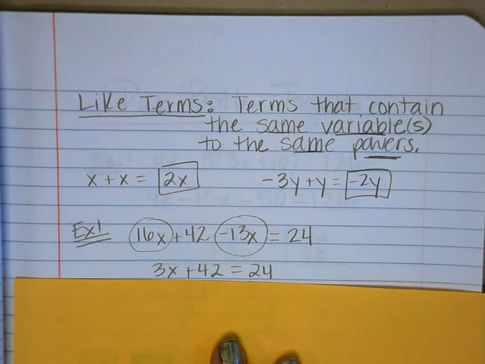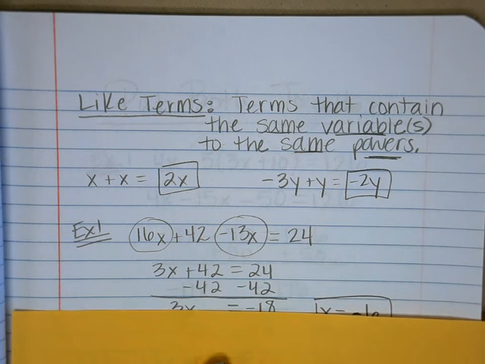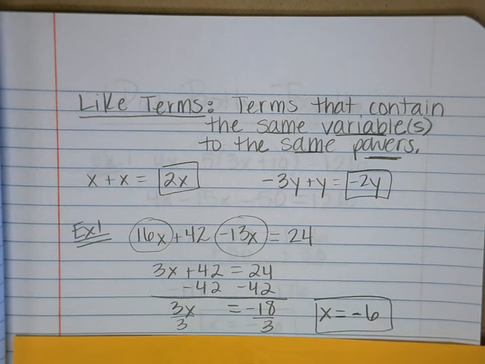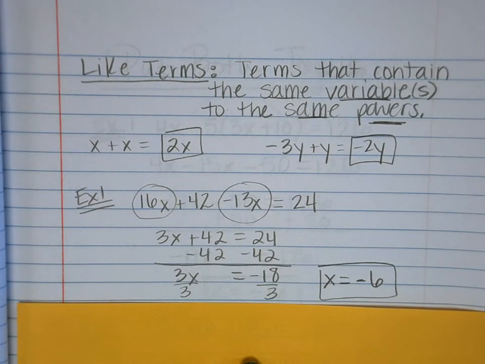Then what do we do? Subtract the 42, which you guys hate because you get a negative. But you subtract it, you get negative 18. You have to divide by 3, and then you get negative 6. Is there a shortcut? No. Too bad. No shortcuts on these.